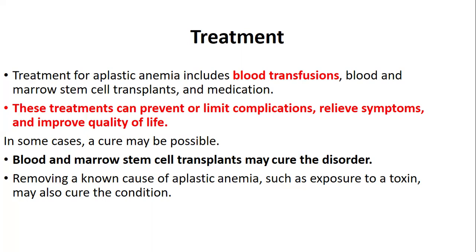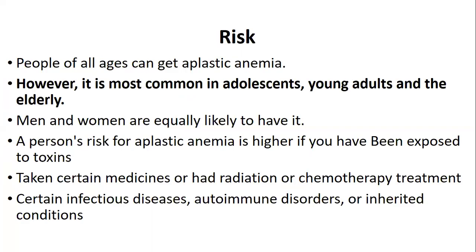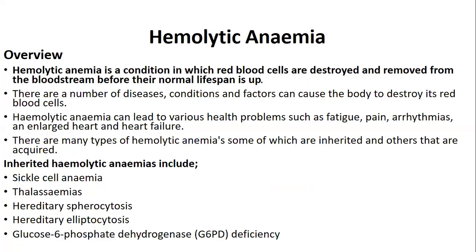Also, removing whatever is causing this disorder, like if you notice that it is due to a toxin that you have been exposed to for long, once that is removed, the condition is likely to improve, and that may serve as treatment in that regard. People of all ages can get aplastic anemia. However, it is most common in adolescents, young adults, and the elderly, who are likely to be faced with the causative agents that we have earlier talked about.